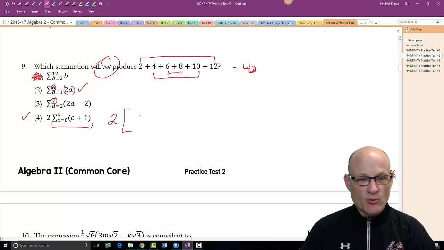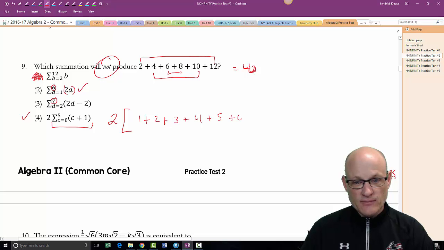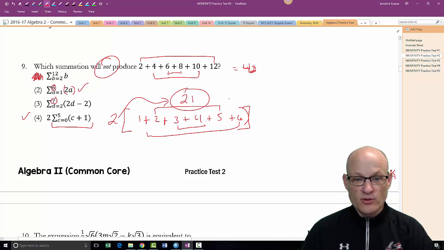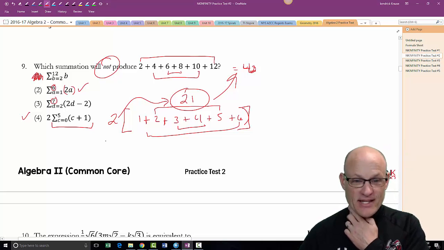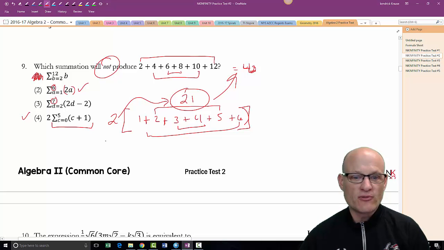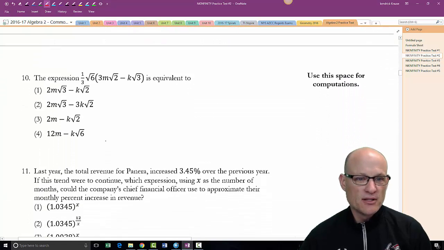I plug in 0, I get 1. If I plug in 1, I get 2. If I plug in 2, I get 3, plus 4, plus 5. And when I plug in 5, I get 6, so plus 6. Now if I add all this up, 7, 7, and 7, this all adds up to 21. 21 times 2 is 42. Wow. Okay. The answer is 1, but that one, you might have picked that one because it looked a little funky. All right, let's work.